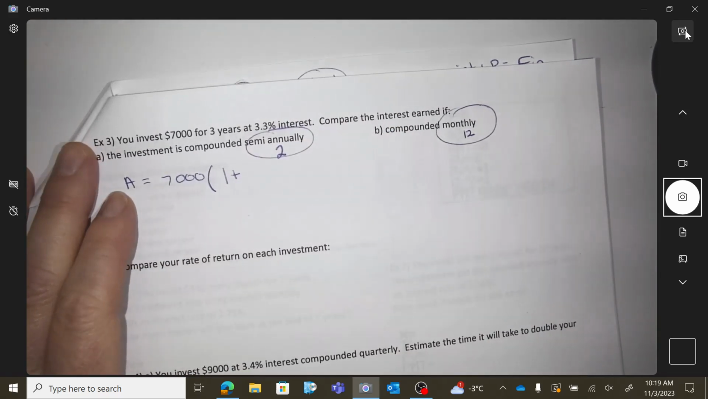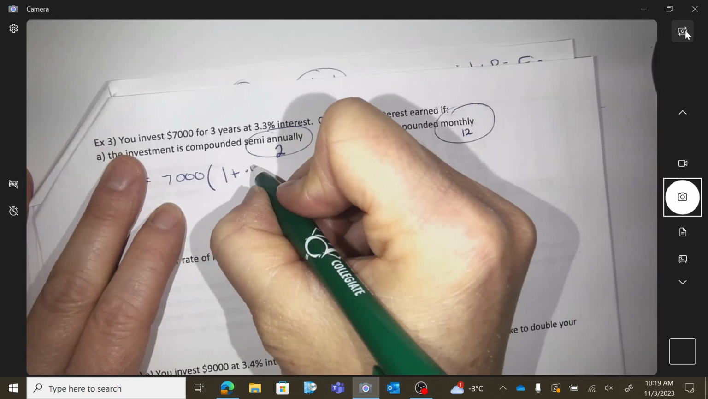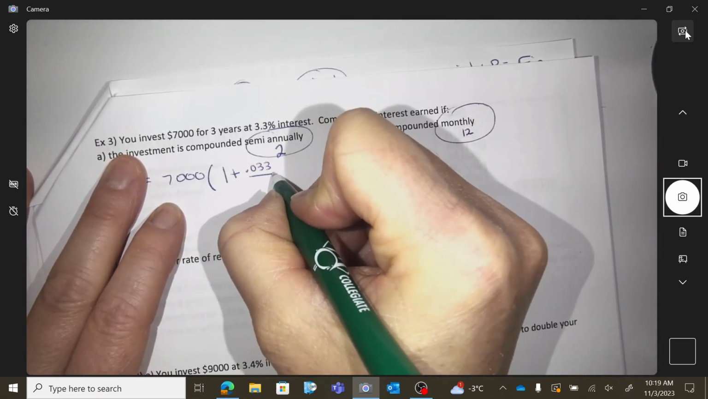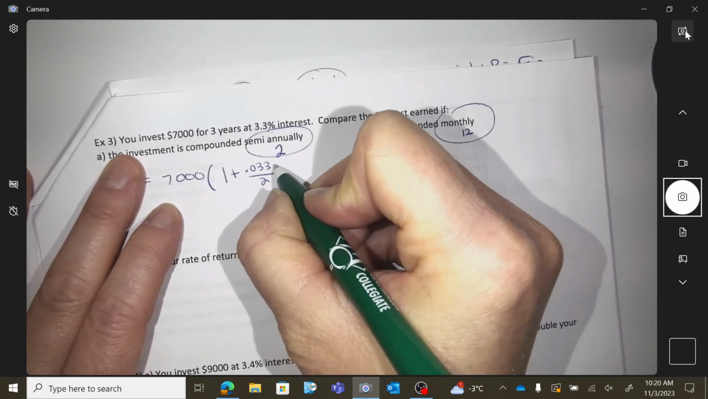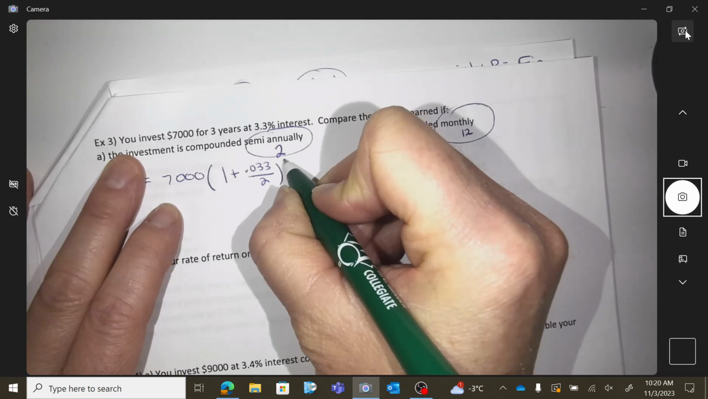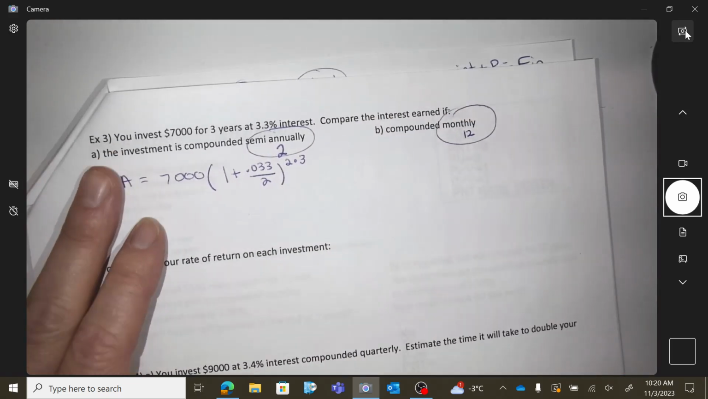1 plus the rate, so 0.033 divided by the N. What is the N? 2. N times the time.